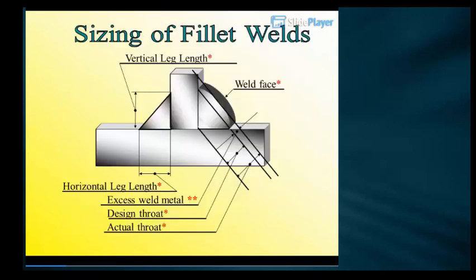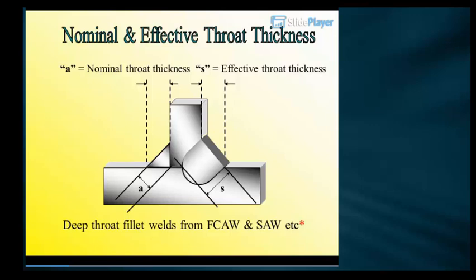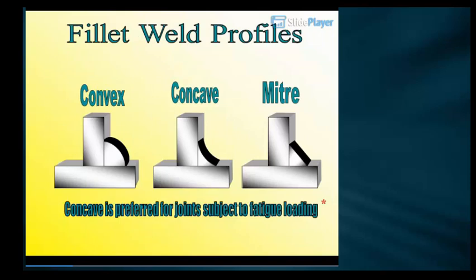Sizing of fillet welds: vertical leg length, weld face, horizontal leg length, excess weld metal. Design throat, actual throat, nominal and effective throat thickness. A equals nominal throat thickness. S equals effective throat thickness. Deep throat fillet welds from CO2 and SAW, etc. Concave is preferred for joints subject to fatigue loading.